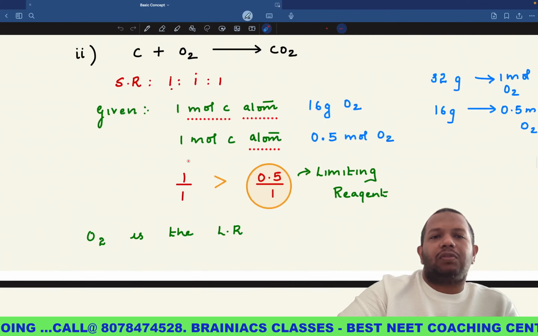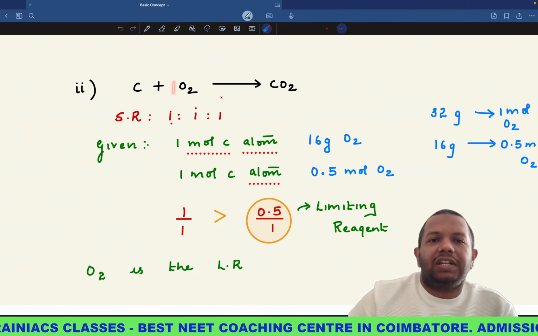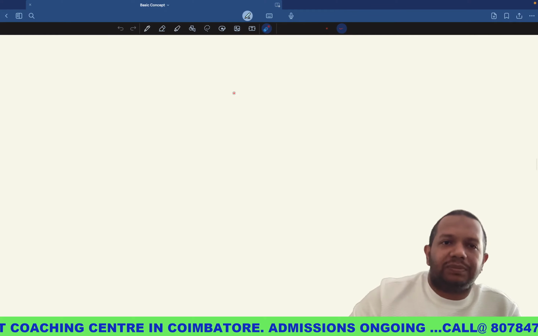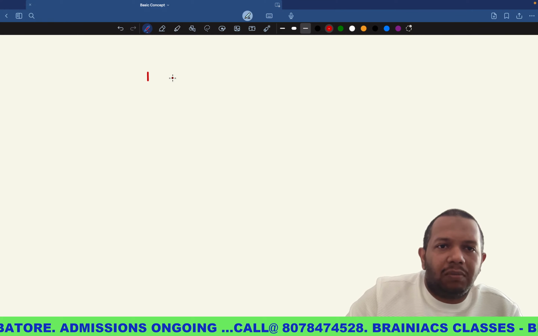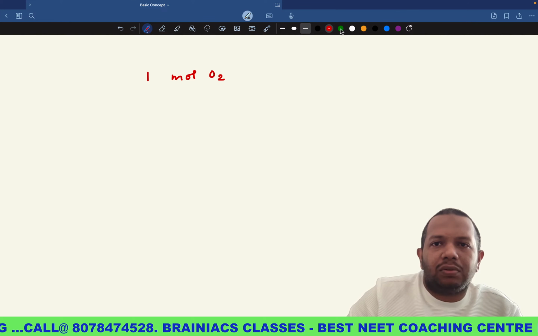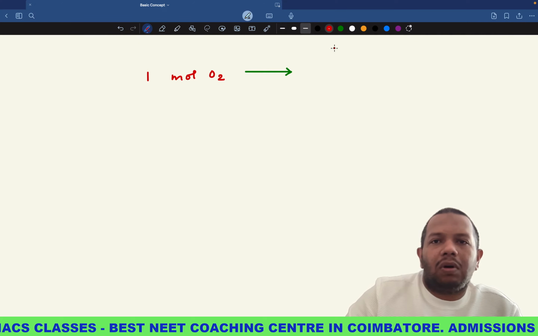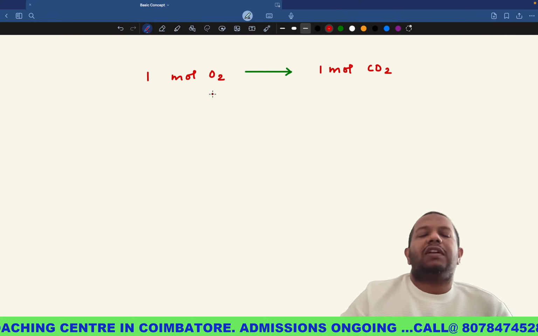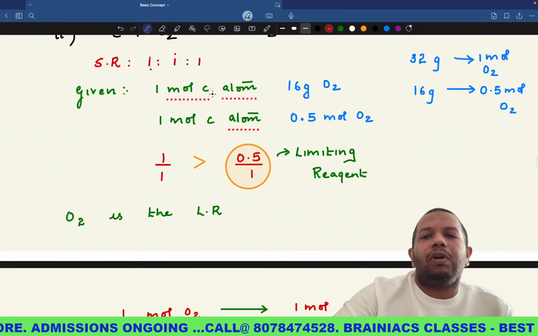With respect to the limiting reagent, we say 1 mole of oxygen. Now with respect to stoichiometry, we know that 1 mole of oxygen can give rise to 1 mole of carbon dioxide. So we write with respect to oxygen based on stoichiometry: 1 mole O2 can give rise to 1 mole carbon dioxide. Now what do we need to do? How much oxygen do we have in our hand? We have 0.5 mole of O2.